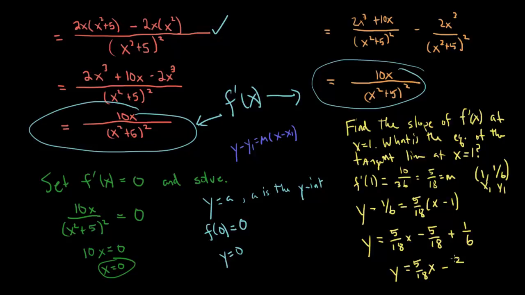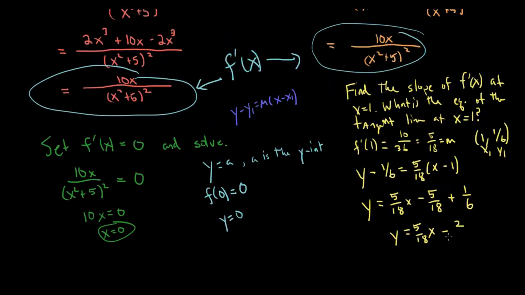But what's negative 2 over 18? Oh, we do have a little more room, sorry. So you get negative 2 over 18, then you get y equals 5 over 18x minus 1 over 9. So there is the equation of the tangent line at x equals 1.